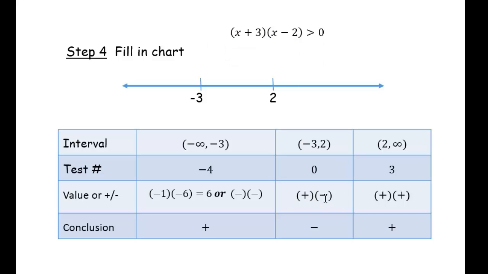A positive times a negative is a negative. And for my third interval, I put 3 in. 3 plus 3 is positive. 3 minus 2 is positive. Positive, positive gives me a positive. Now what do I do with that?